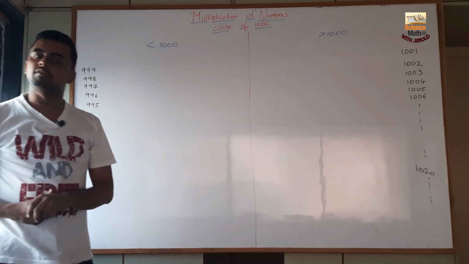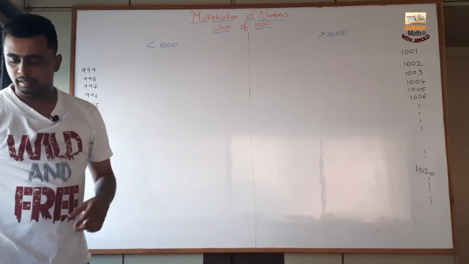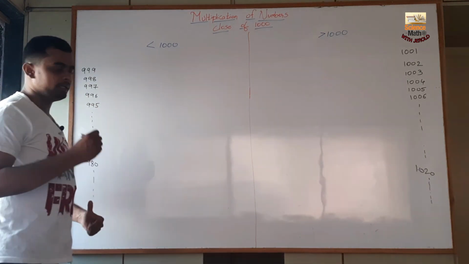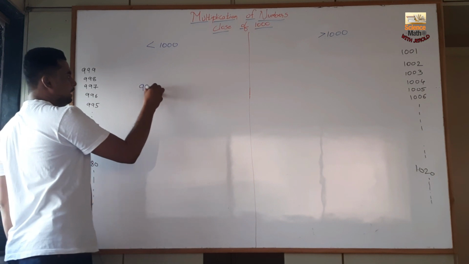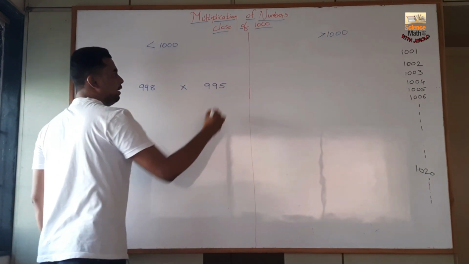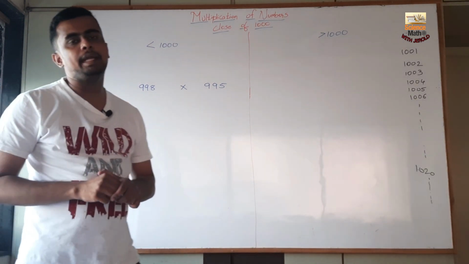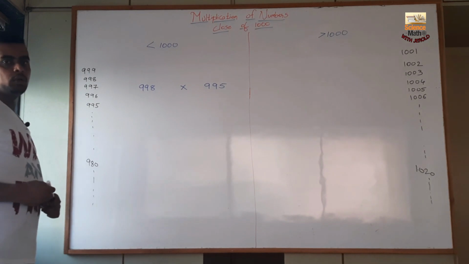Similar tricks to those used for multiplication of numbers close to 100. Let us move forward. So let us take two numbers, 998 multiplied by 995. The two numbers are 998 and 995. So let us see what exactly I have to do.